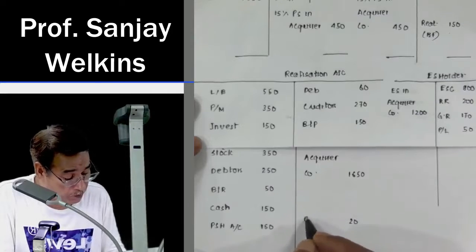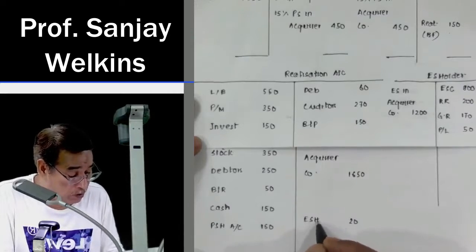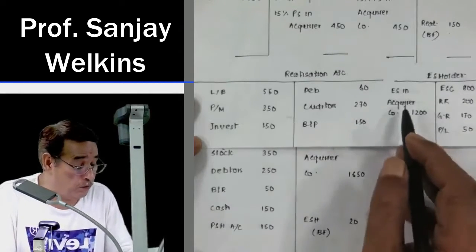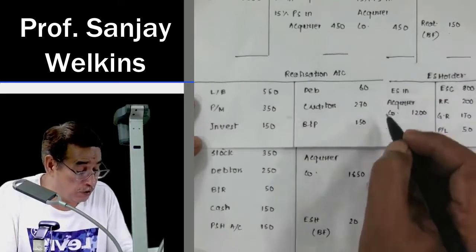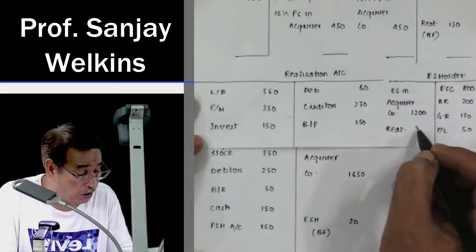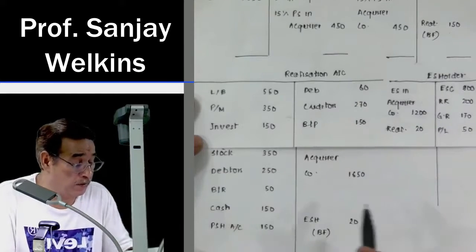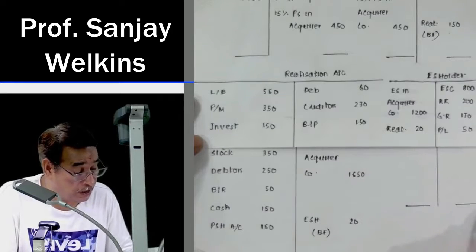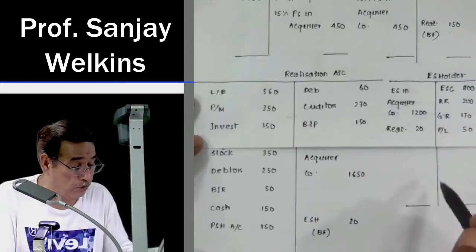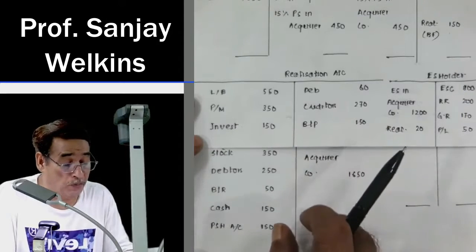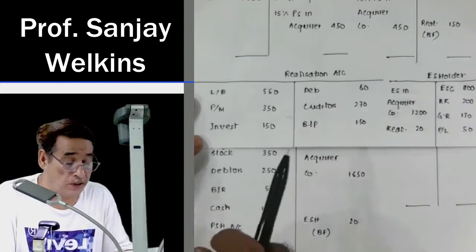You write here equity shareholder account, write in bracket balancing figure. Correct? Now this loss will be posted to the debit side of equity shareholder account. You will write here to realization 20 lakhs. Now you will have to tally this account and it is getting tallied, 1,220, 1,220. This is how you are going to prepare in the books of X Limited.